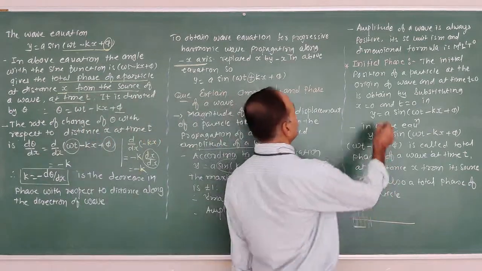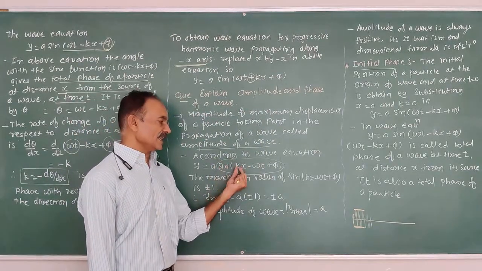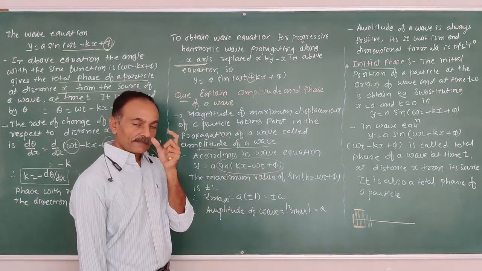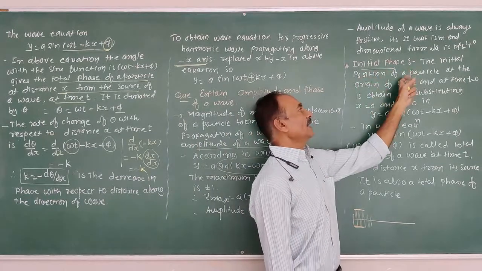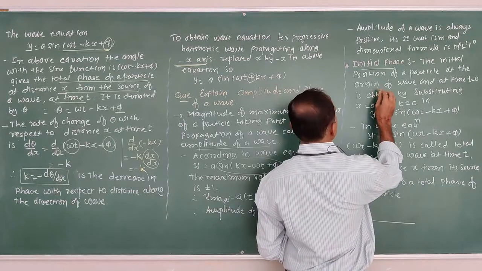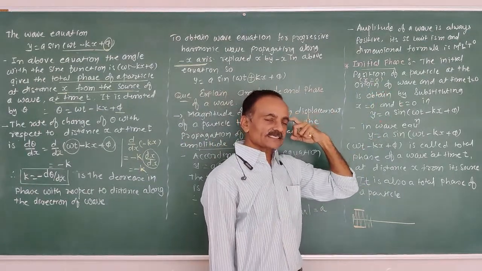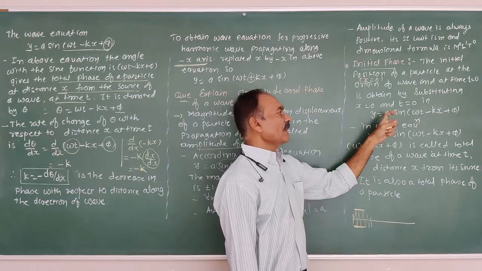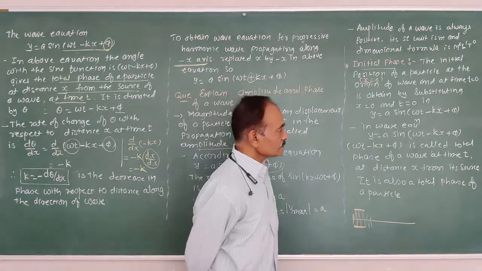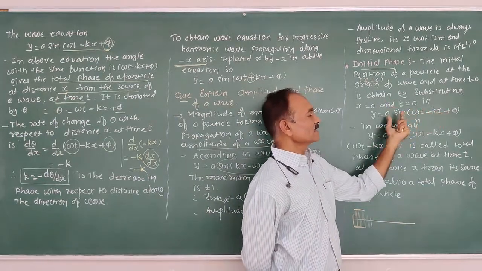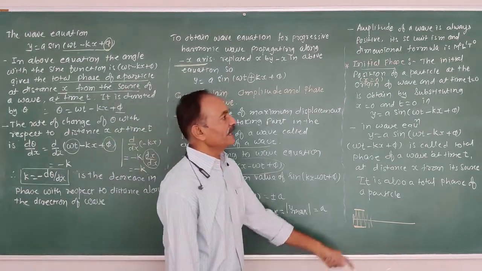Now, what is the phase? Initial phase. Just as we discussed, the angle with the sine function, kx minus omega t plus phi, is known as the phase of a wave at time t and at position x. The initial position of a particle at the origin of a wave, that means x is equal to 0 and time t is equal to 0, is obtained by substituting x is equal to 0 and t is equal to 0 in the equation y is equal to a sin(omega t minus kx plus phi). Right? As we substitute, we obtain y is equal to a sin phi. That represents the initial position or the initial phase of a wave.